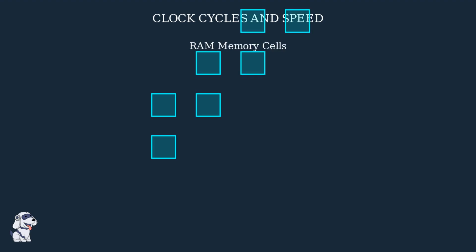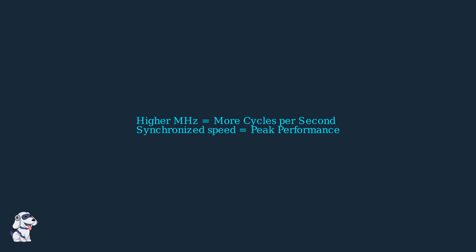RAM must be fast enough to keep up with the CPU. When the clock pulses, the RAM performs a read or write. If the clock speed is high, these pulses happen in rapid succession, resulting in faster system performance. In summary, higher megahertz means more cycles per second, allowing the RAM to keep pace with modern, high-speed processors.